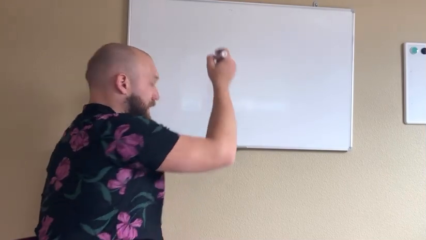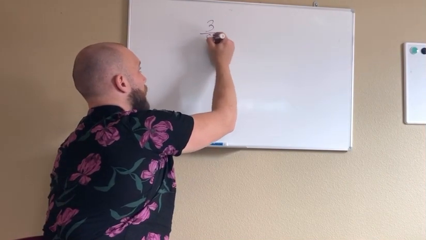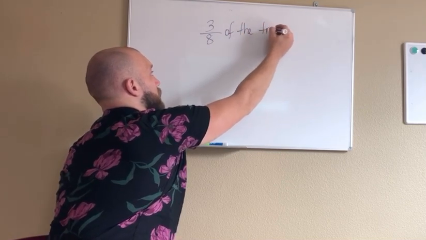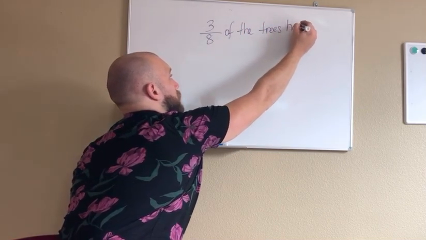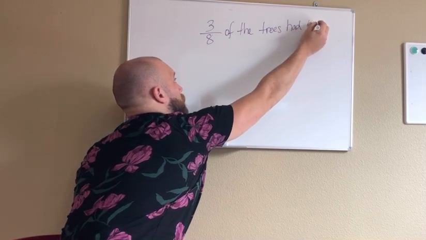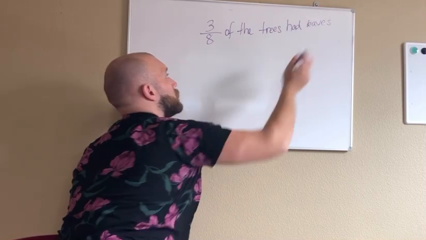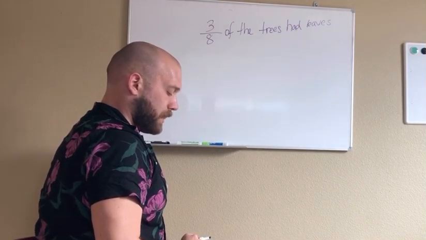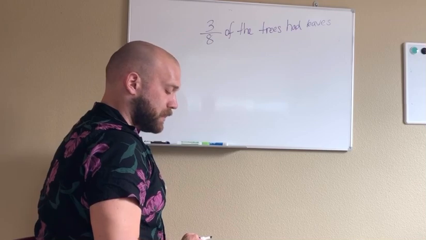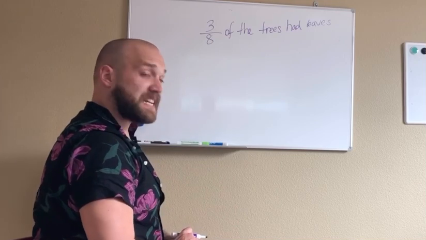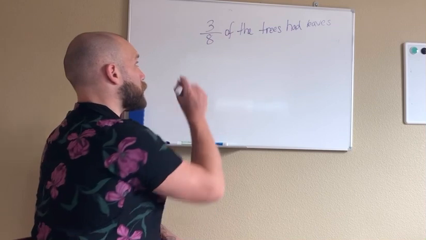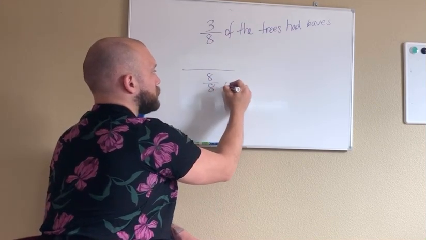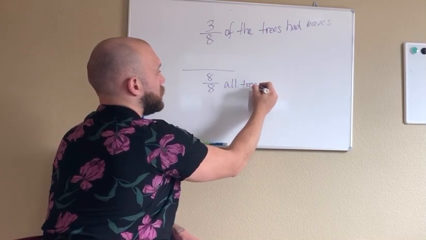3/8 of the trees had leaves. So, if 3/8 of the trees had leaves, what's the fraction for trees that did not have leaves? So I know 3/8 of them did. There's 8/8 in all trees.